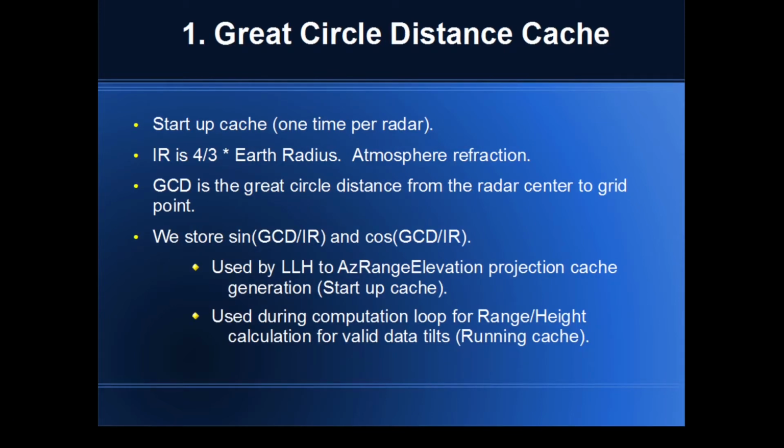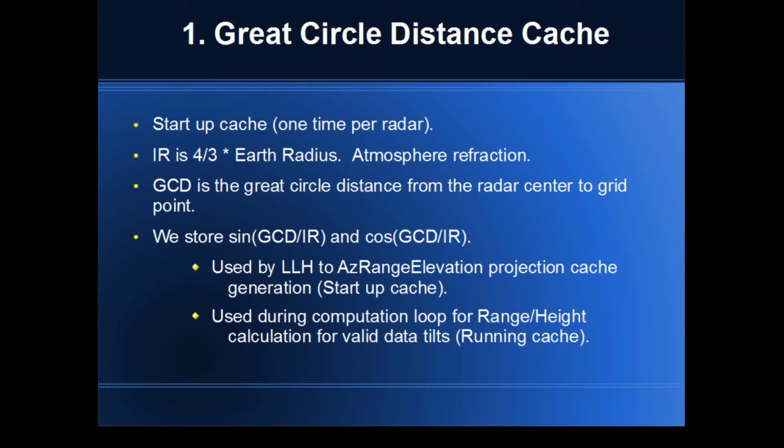So let's cover each of these caches in a bit more detail, since I quickly talked about them on the last slide. The Great Circle distance cache stores the sine and cosine of the angular distance ratio between the Great Circle distance and the attenuation angle. We first calculate IR, which is 4/3 of the Earth's radius, and also the Great Circle distance from the radar center to the grid point. Then we store the sine of GCD divided by IR and cosine of GCD divided by IR.